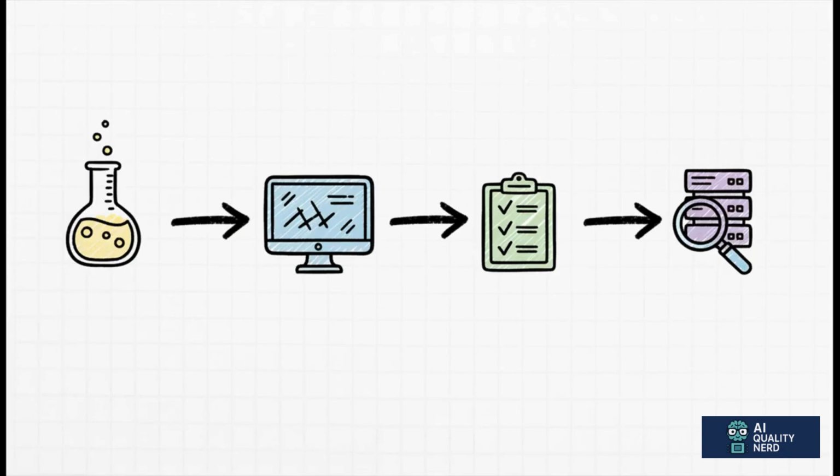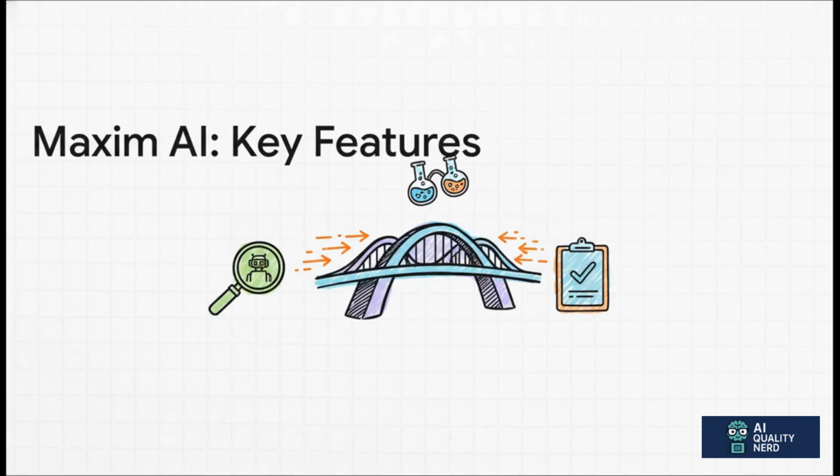First up, we have Maxim AI. You should think of this one as a really comprehensive end-to-end platform. It's designed to cover the entire life cycle of your LLM app, all the way from those early experiments and simulations right through to production evaluation and observability. And the feature set here is seriously impressive. You get super detailed agent-level tracing, a full suite for running experiments, and robust evaluation tools.